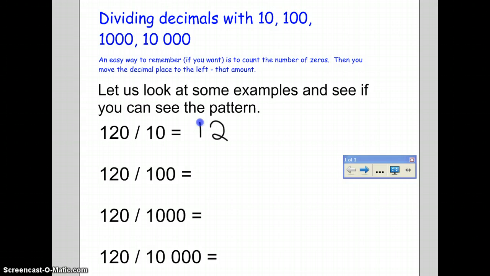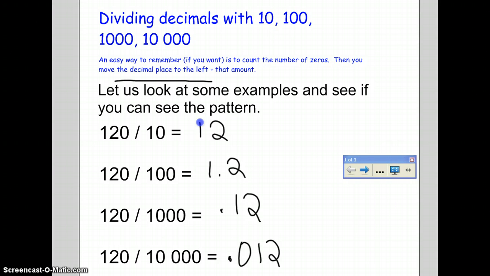120 divided by 100. The answer is 1.2. 120 divided by 1,000. The answer is 0.12. And 120 divided by 10,000, the answer is 0.012.